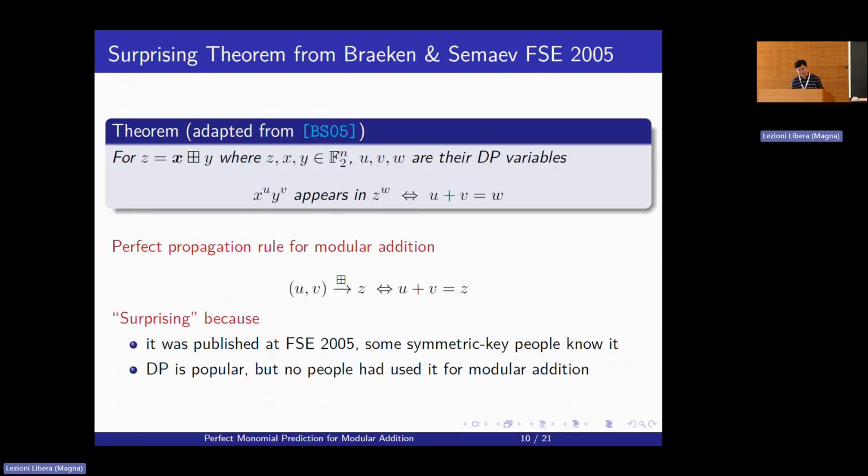So it's a bit surprising that there is already a theorem from Bracken and Simon at FSE 2005. In this theorem, they said if x^u y^v appears in z^w, this monomial, then u plus v should be w. Here the plus is the addition for integers. So from this theorem, it directly leads to the perfect propagation rules for the division property.